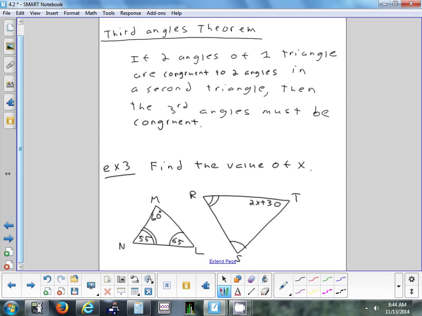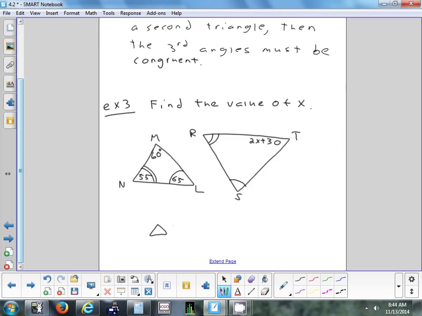Okay, let's see if we can make a congruence statement. They didn't ask for it here, but let's just see if we can write it down. Let's start with the triangle on the left. How could you name that triangle? Sure, we could call it triangle MNL.